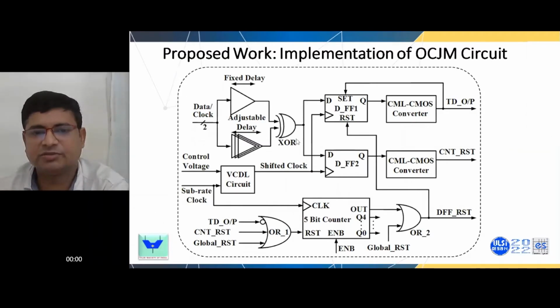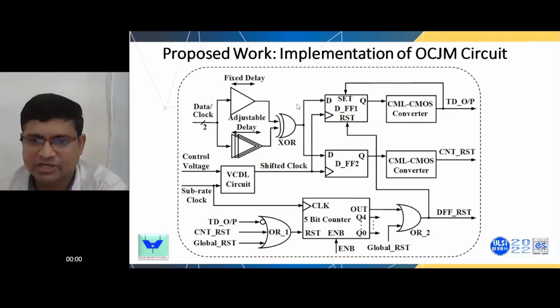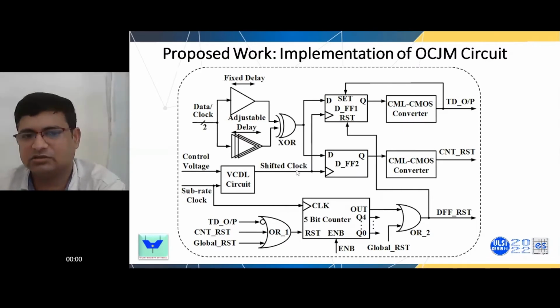So this is the complete implementation of the OCGM circuit. This part is the pulse generator. Basically, it takes the data and its delayed version and gives them to the XOR gate, which gives a pulse width. That pulse width is fixed, some offset time. If any jitter is added, that pulse will vary from left to right, and that is scanned by a shifted clock. That shifted clock is generated by the VCTL circuit, where we give a control voltage to the digital circuit, and based on that control voltage, the clock is shifting.